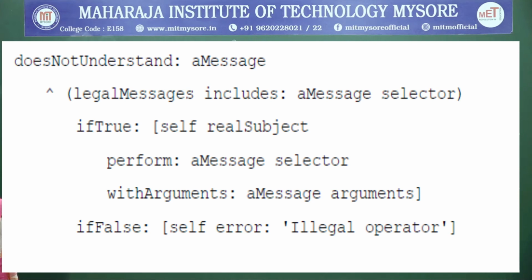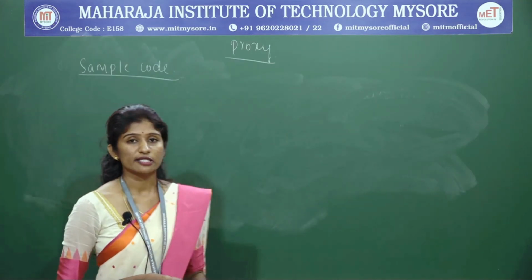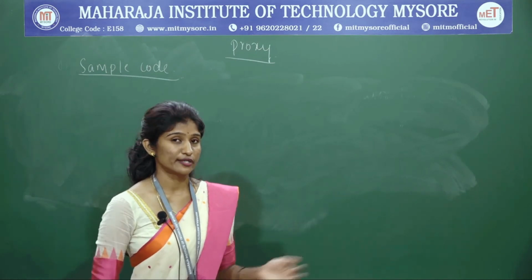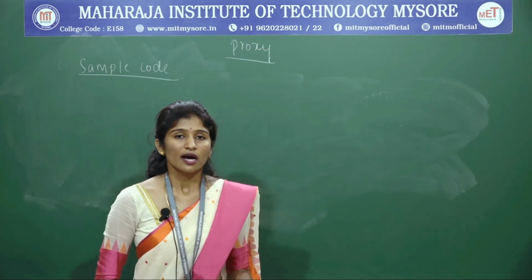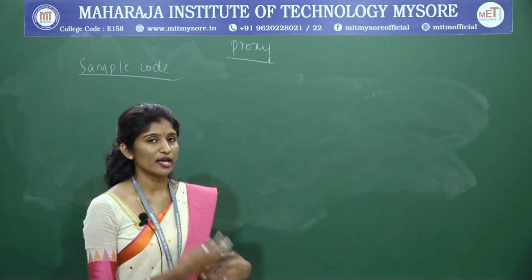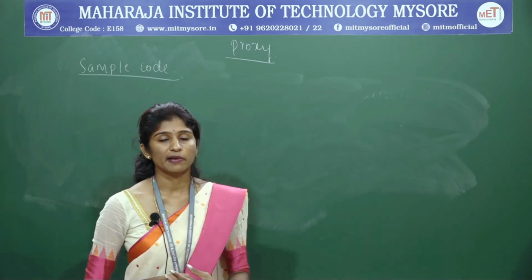A legal message includes a message selector. If true, self real object performs the message selector with the arguments. If false, self illegal operator. Actually this code that I explained was there in Smalltalk, which is not in our syllabus, but since it was there in that particular topic, I explained it.